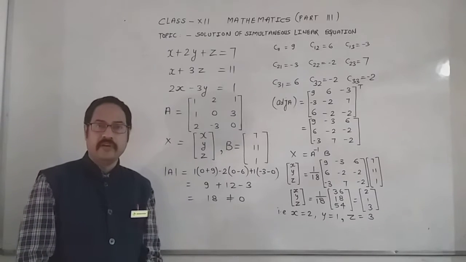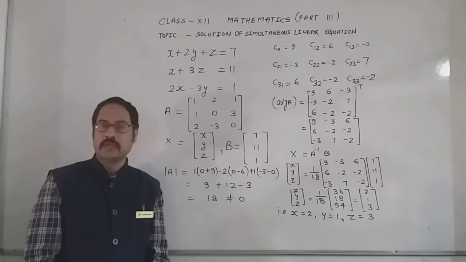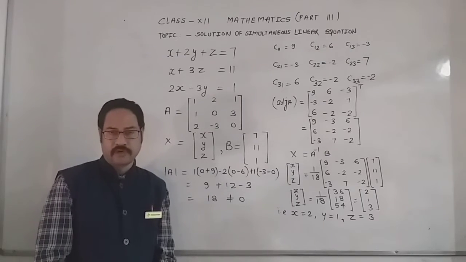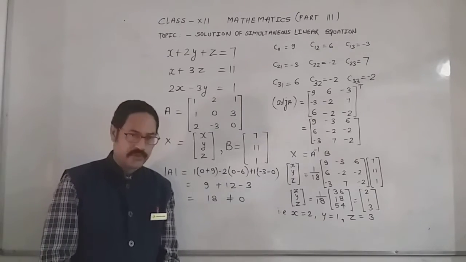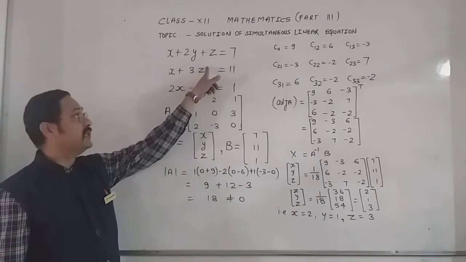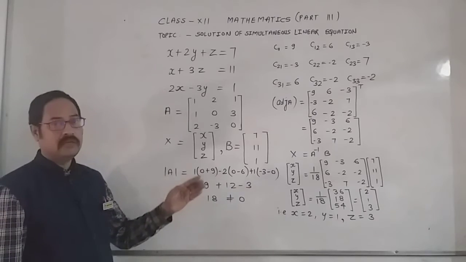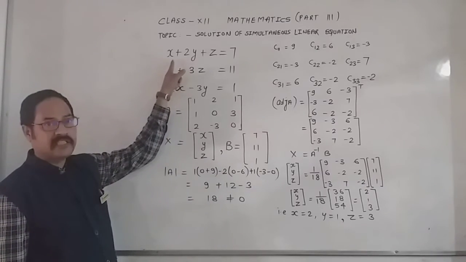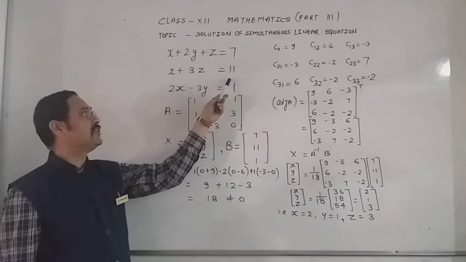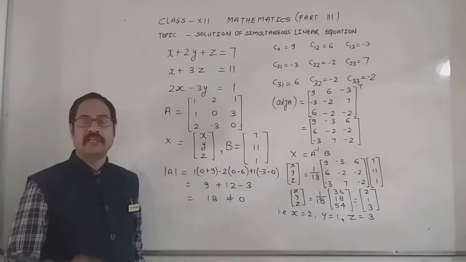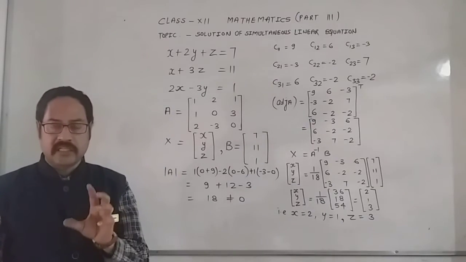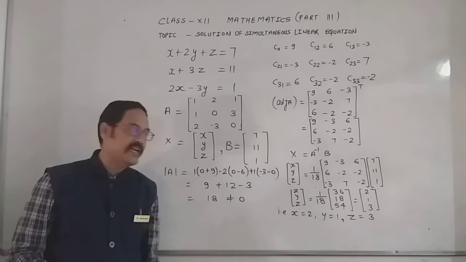In my earlier video, we discussed a 2 by 2 determinant with the solution of simultaneous equations. Here is the case of three variables. Now you can see on the board: x plus 2y plus z is equal to 7, x plus 3z equals 11, and 2x minus 3y is equal to 1. Here are three variables, that is x, y and z.